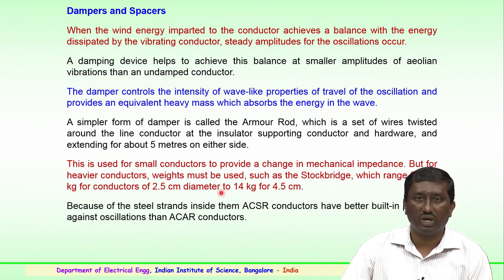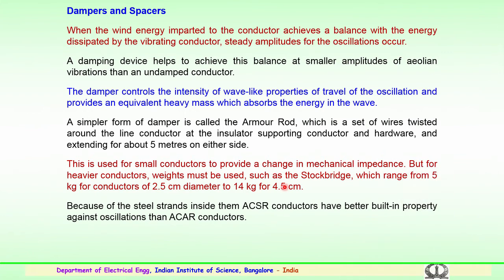This is used for small conductors to provide a change of mechanical impedance, but for heavier conductors with a large number of spans, weights must be used, such as the Stockbridge type of damper, which range from 5 kg for conductors of 2.5 centimeters to 14 kg for 4.5 centimeters. So, because of the steel strands inside, the ACSR conductor has better built-in properties against oscillations than the ACAR conductors.